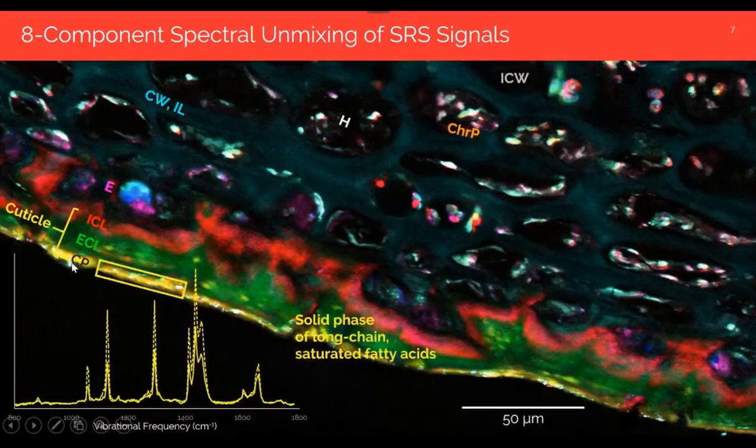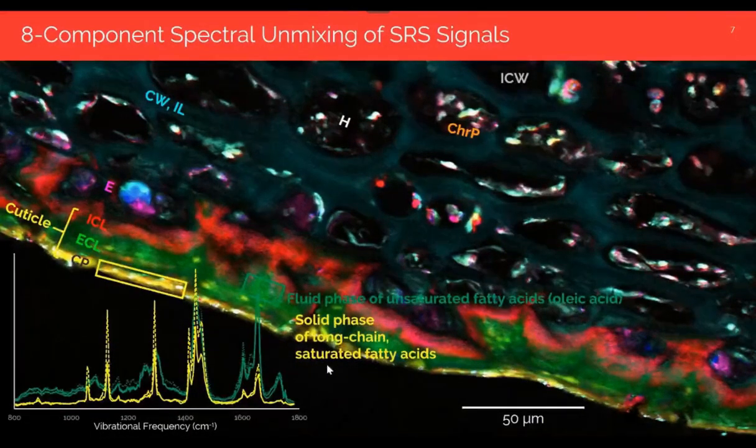So here, for example, we have first the outermost layer of the peel, which is called the cuticle proper in an apple. And this phase shows those very highly peaked and very sharp spectral features. Those point to the presence of a solid phase of long-chain saturated fatty acids that are the predominant component within this region.